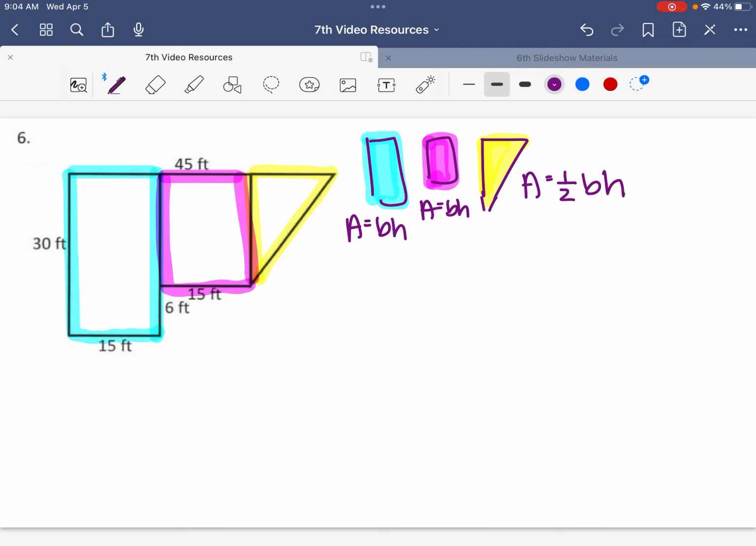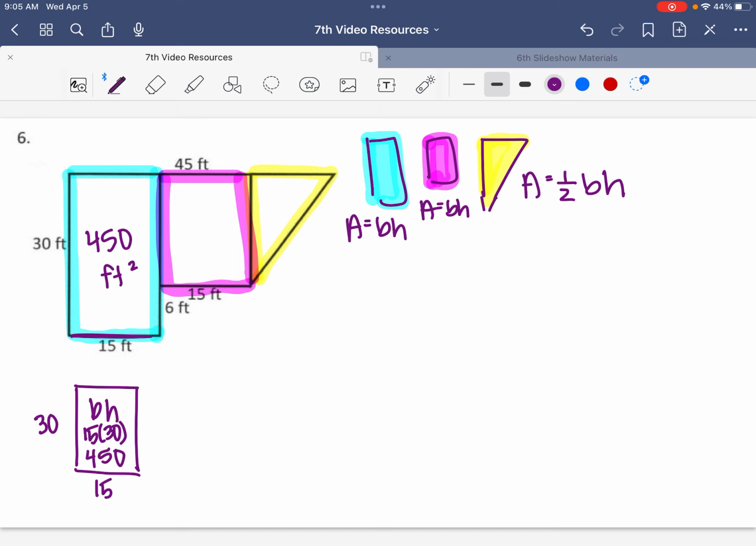So we'll start with the blue rectangle. I see that the length of the blue rectangle's base is 15. And I see that the height is 30. I'm just going to redraw that down here. So we have 15 and 30. To find that area, base times height, we would do 15 times 30, which we get is 450. So the area of the blue rectangle is 450 feet squared.